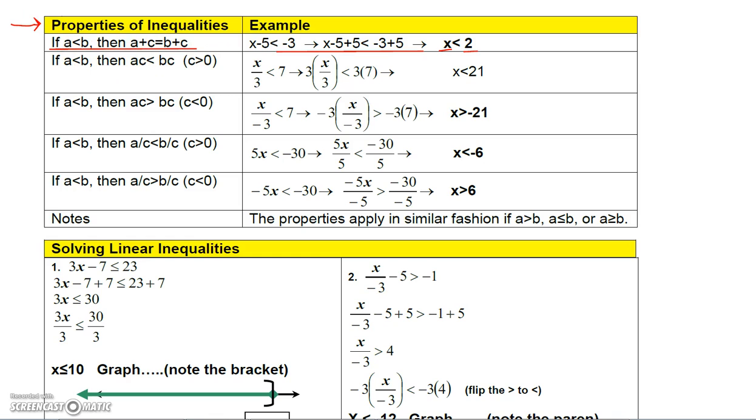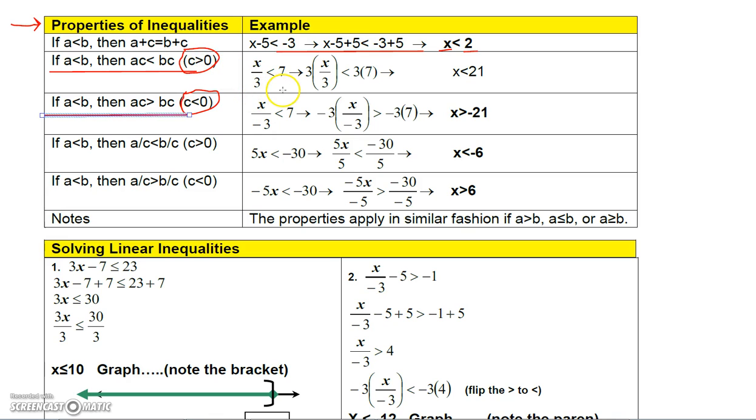Now notice these two properties that I have highlighted for you. They look like the same property, except there is one small detail. This property only works if C is greater than 0, or if C is positive. And this property only works if C is less than 0, or negative. So if A is less than B, then A times C would still be less than B times C if you multiply by a positive number.